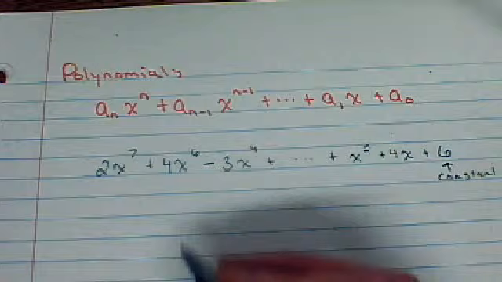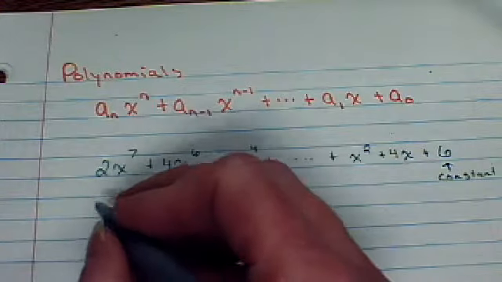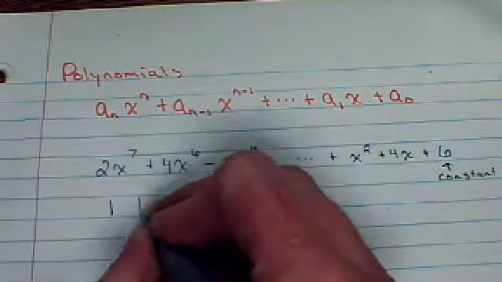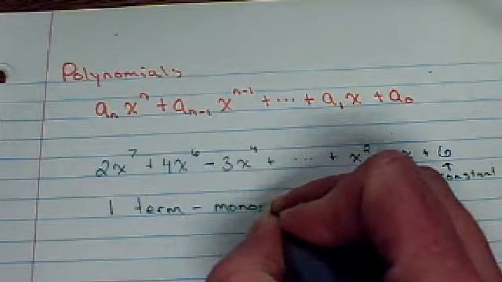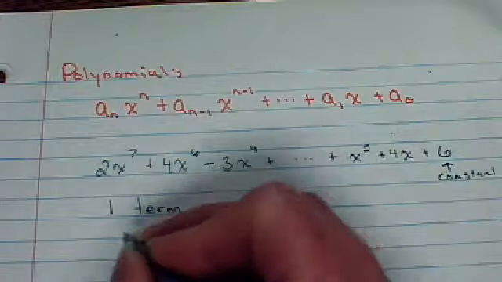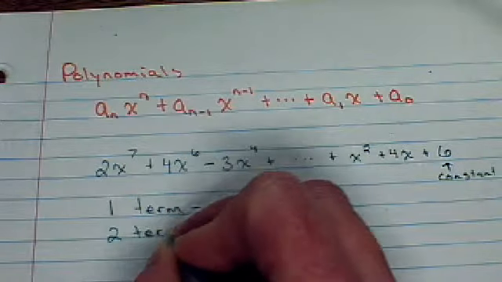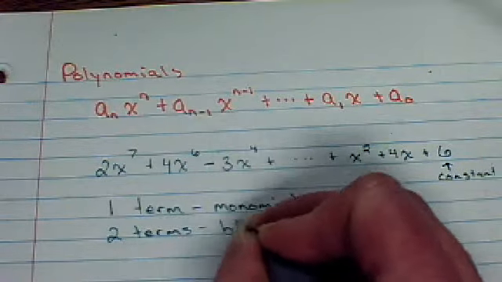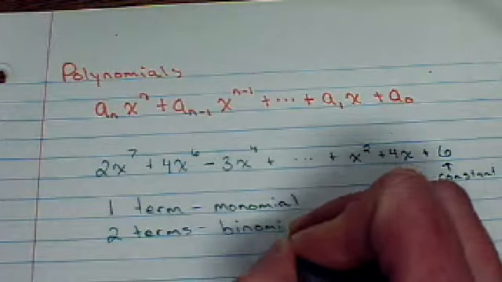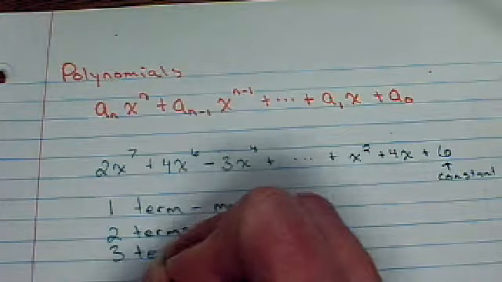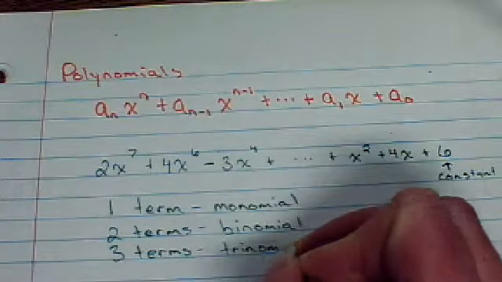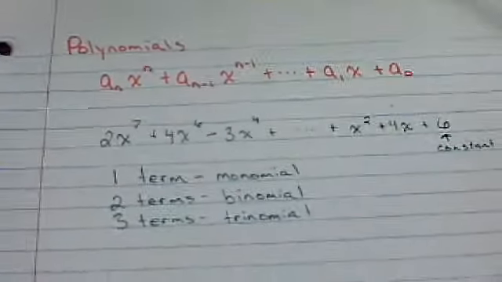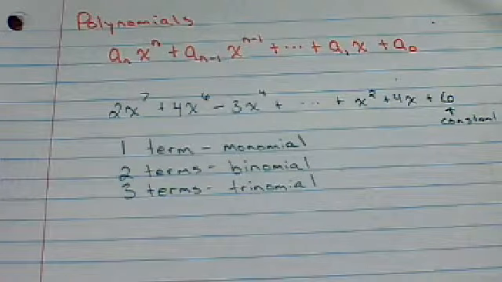Now, they have special names. We said polynomial means many terms. If you only have one term, it's called a monomial. Two terms is a binomial. And three terms is a trinomial. Now, any other number of terms, you would just say it's 4-term, 5-term, 6-term. We don't have special names for it.